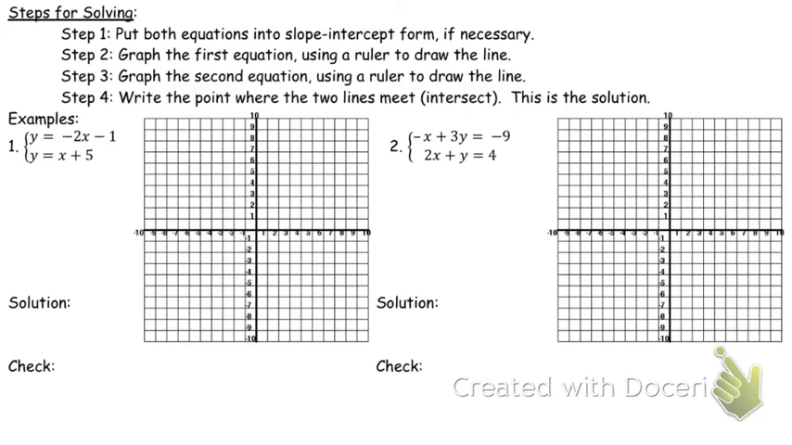Our first step is to put both equations in the slope-intercept form if necessary. Can we get a refresh on what slope-intercept form is? Okay, y equals mx plus b.